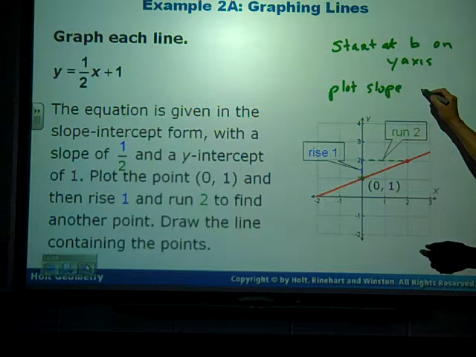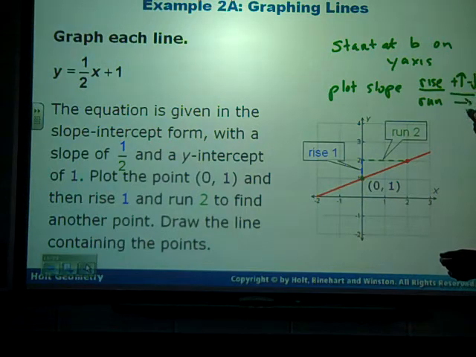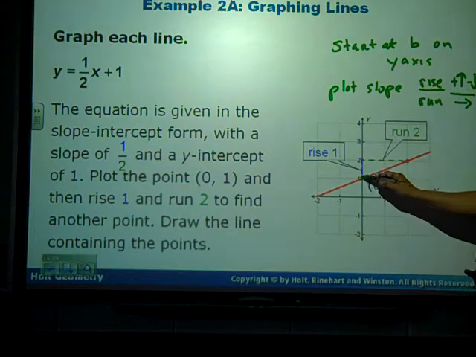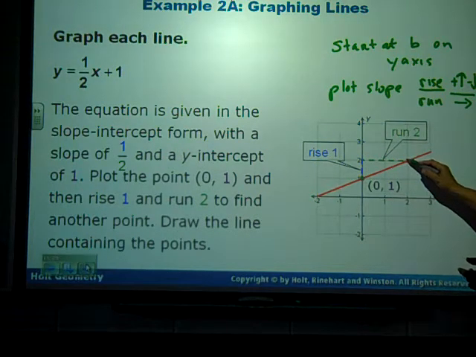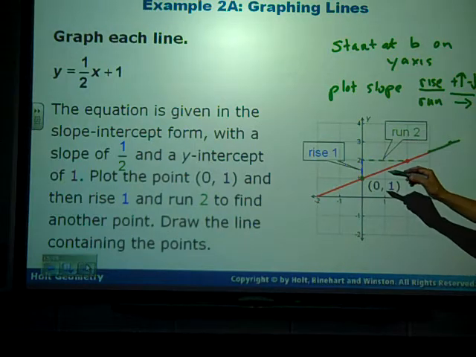And I know my slope is rise over run. If my slope is positive, go up. If it's negative, go down. And then go to the right, whatever's in the denominator. So I've got a slope of 1 over 2. And I can go up 1 over 2 again. You can see it's still on the line.